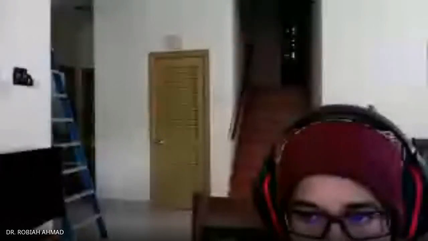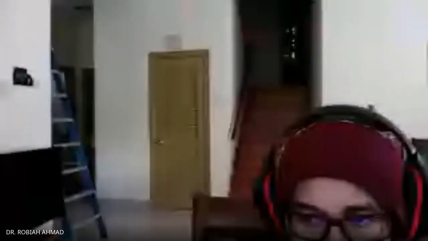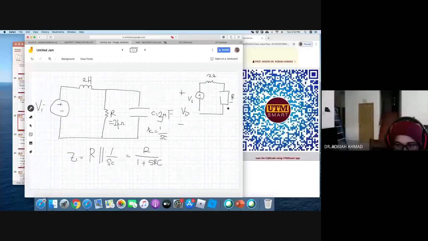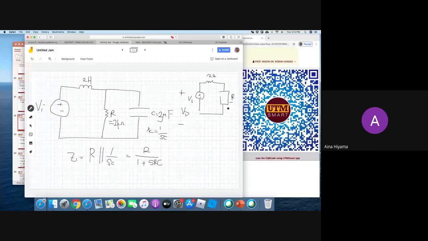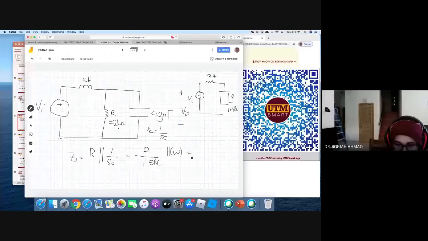Okay, and now that you have this one, R over 1 plus sRC, now you calculate. I just need to know what is the output over input equation.